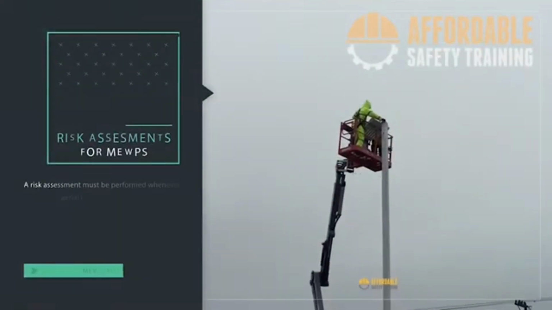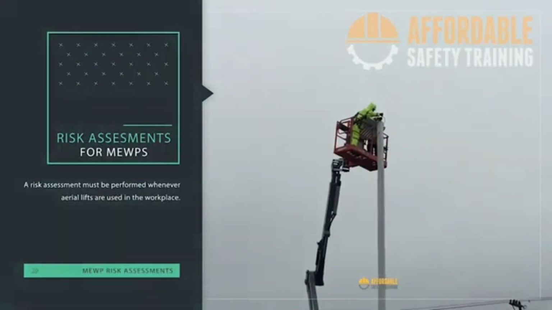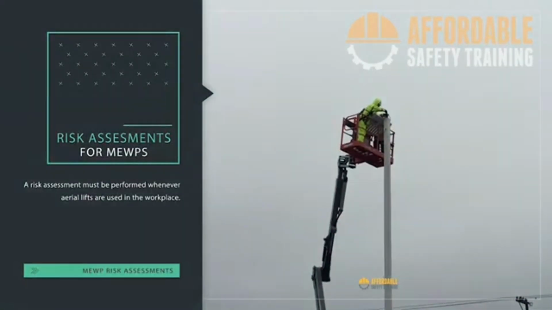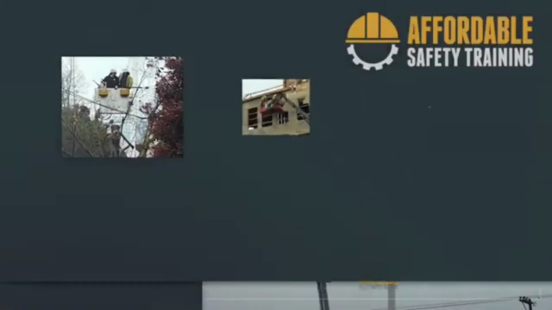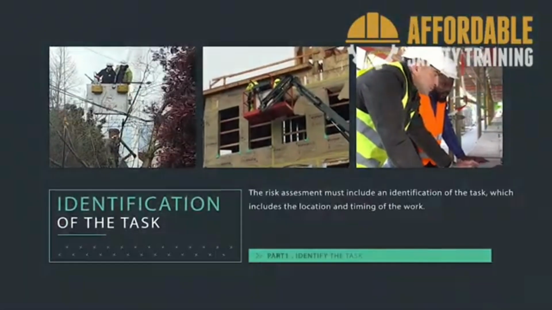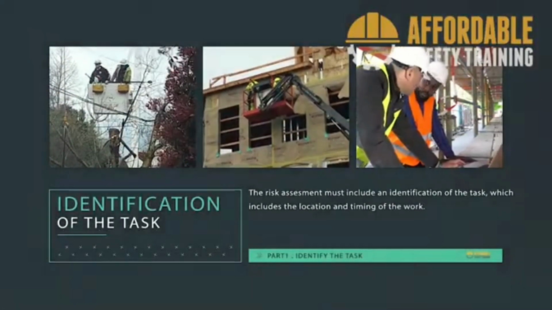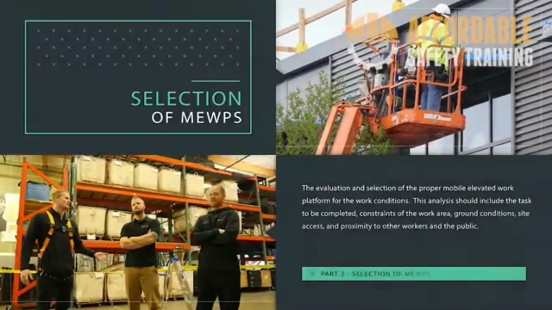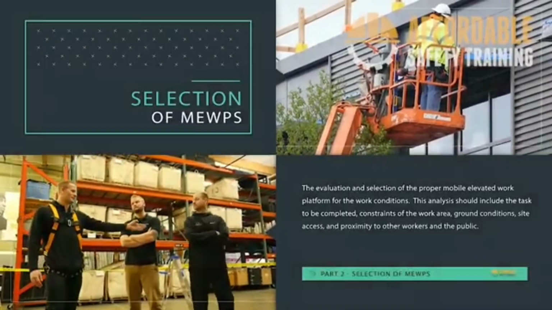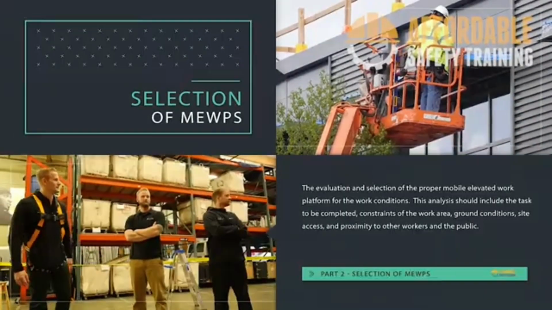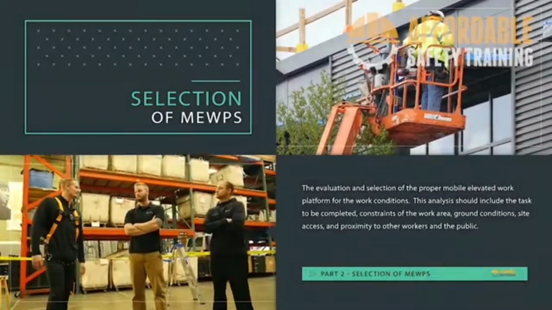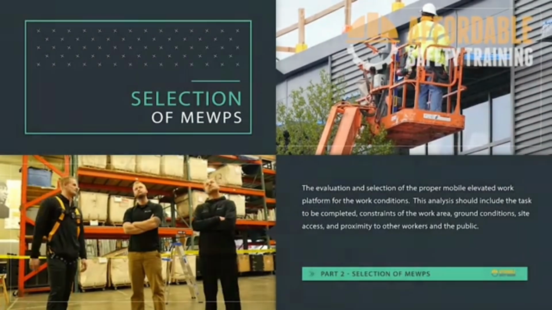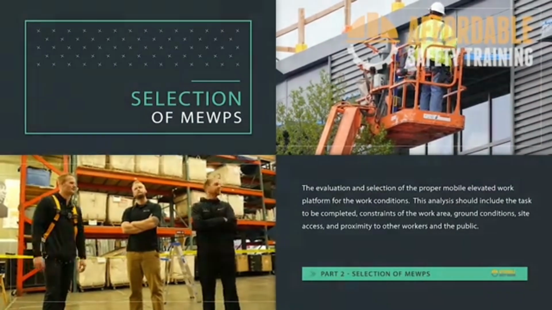A risk assessment must be performed whenever aerial lifts are used in the workplace. The risk assessment must include an identification of the task, which includes the location and timing, the evaluation and selection of the proper mobile elevated work platform for the work conditions. This analysis should include the task to be completed, constraints of the work area, ground conditions, site access, and proximity to other workers and the public.